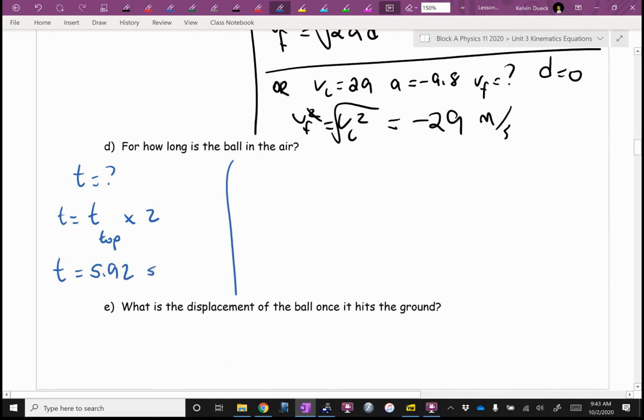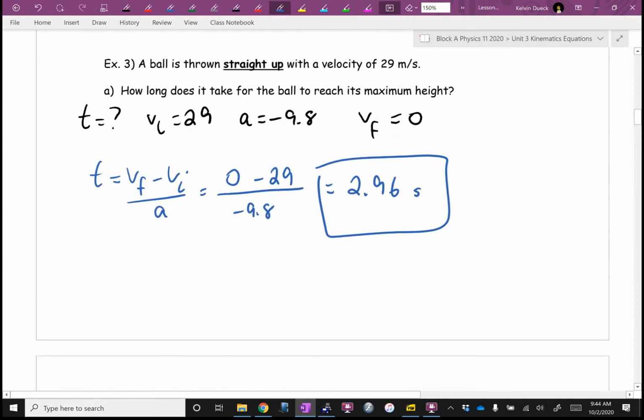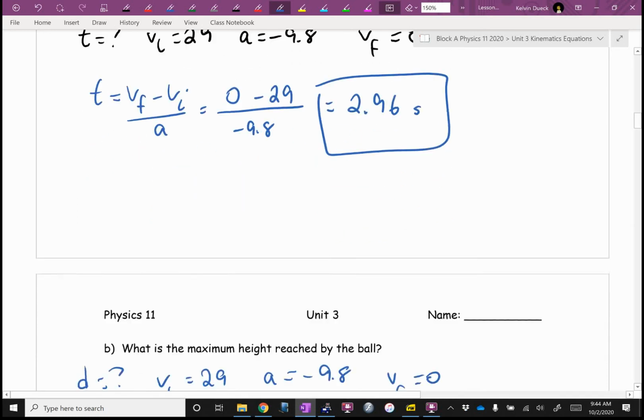What if I hadn't found the time to top? You could find the time to top. V final is 0, and double it. But that means doing an extra step. I'd like to get there in one step.